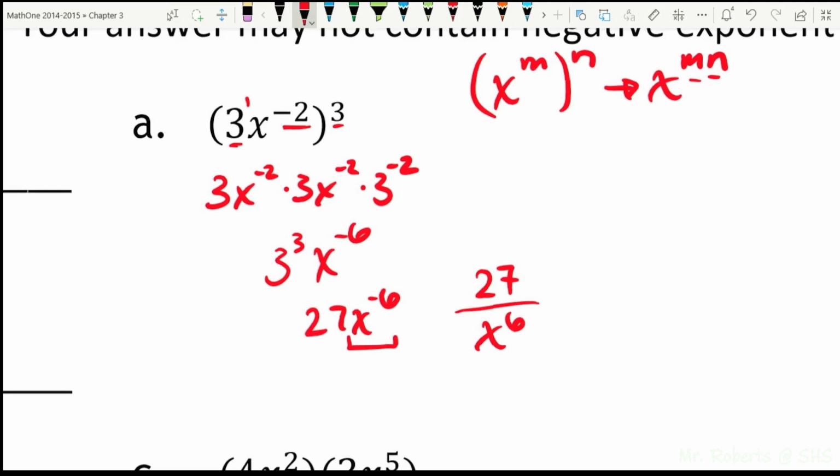That 27 is not being raised to the negative 6th. If it was, it would be much larger than 27 at the end. It's just 27. It's the x that was being raised to the negative 6th, and that's why that's pushed into the denominator. So this is our answer here. This is 27 over, rather, x to the 6th power.